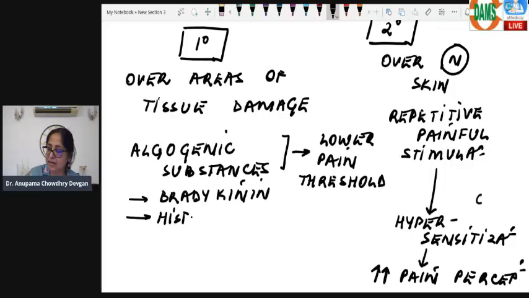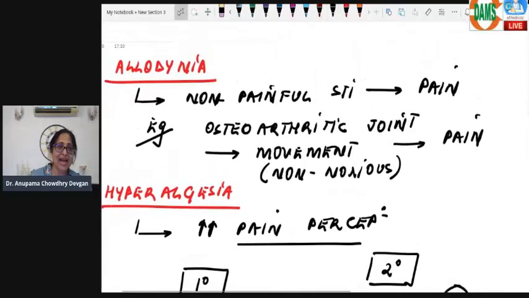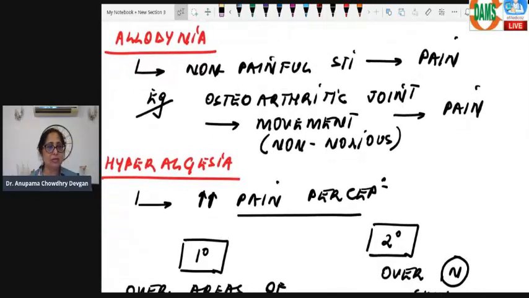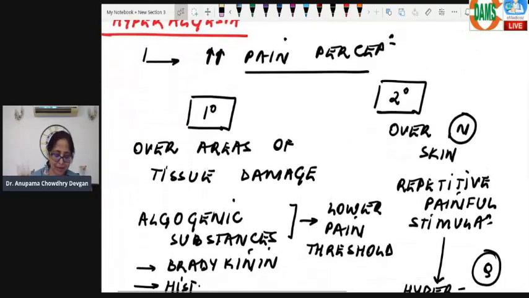Okay? And this again has been asked as a question. What is the physiological basis of secondary hyperalgesia? This is repetitive painful stimuli producing a hypersensitization. Primary hyperalgesia over areas of tissue damage, where algogenic substances will lower the pain threshold. Yes. What is allodynia? Allodynia is a non-noxious stimulus or a non-painful stimulus producing pain. Hyperalgesia is heightened pain perception, primary as well as secondary hyperalgesia.